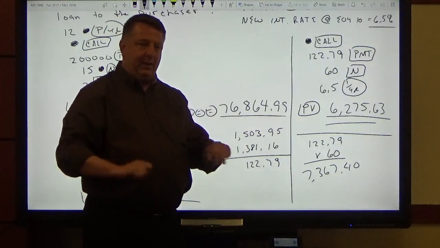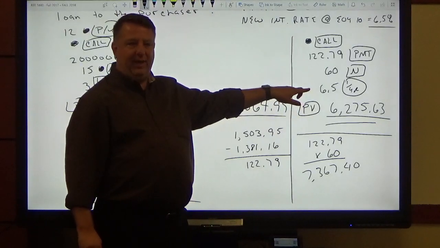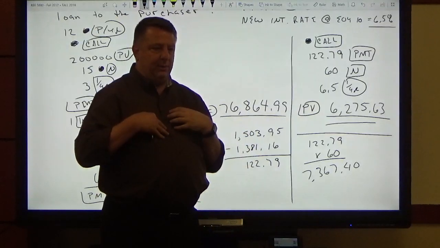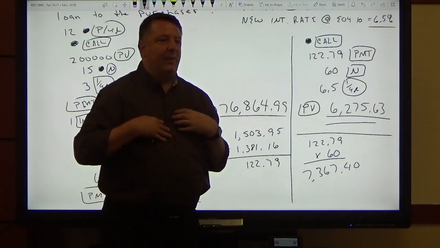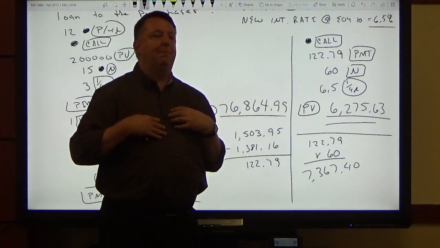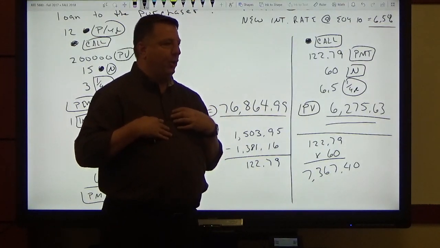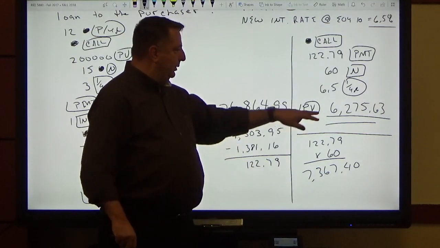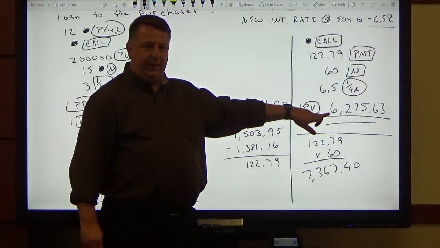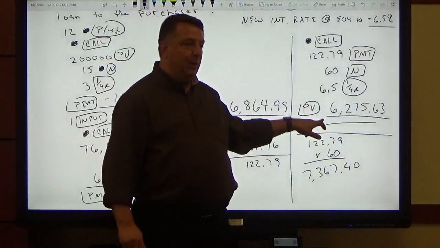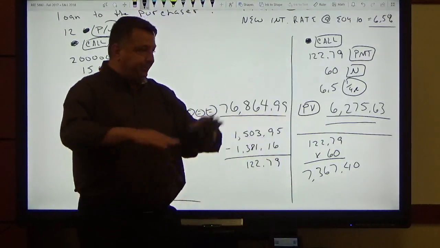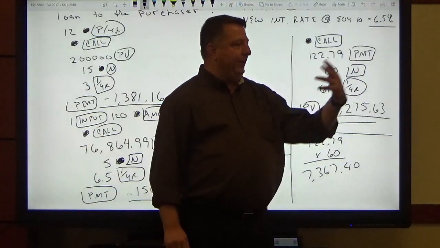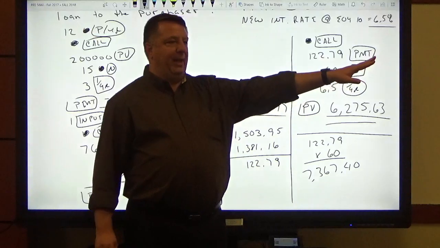Now, discounting that money at the current prevailing interest rate of 6.5%, up front, the most that they would be willing to pay you upfront in hard cash currency to assume this loan, the most they would be willing to pay you would be $6,275.63. Now, that does not mean they're going to pay you that full amount, because at that amount, they're breaking even, okay?